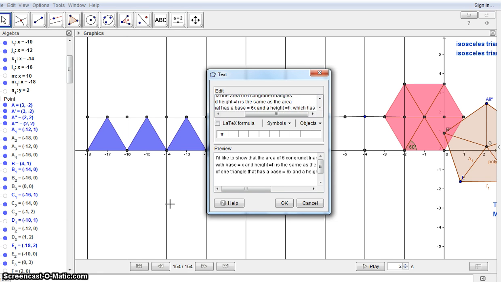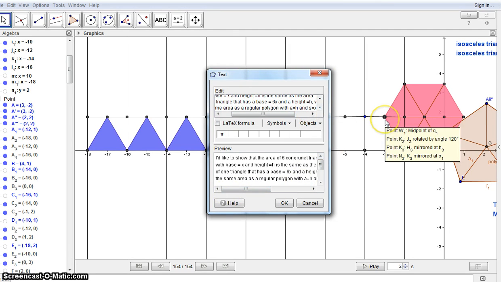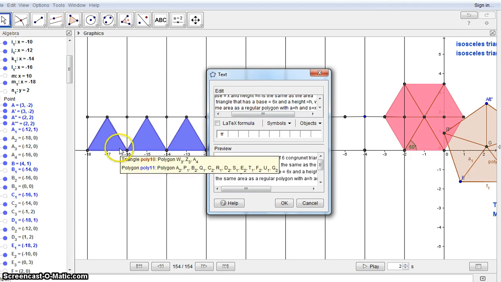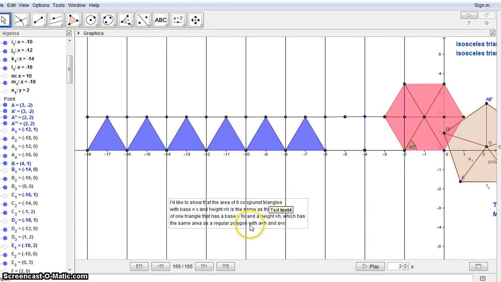Which has the same area as a regular polygon with A equal to h and S equal to x. That is, one side length is equal to the base of this triangle. Okay, so that's the goal with this illustration.